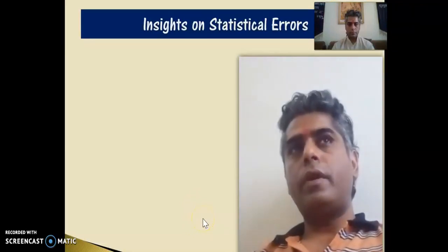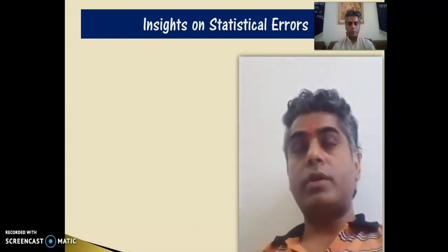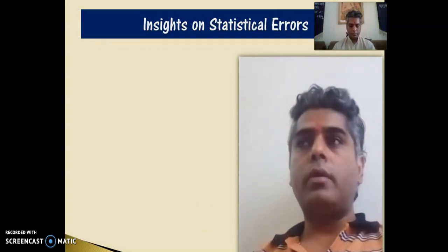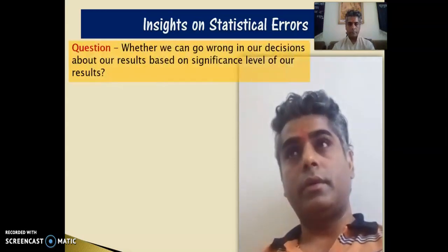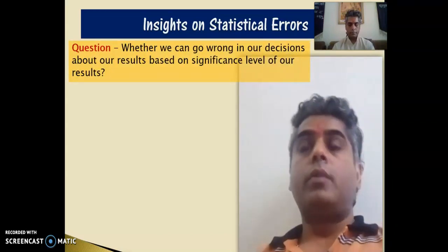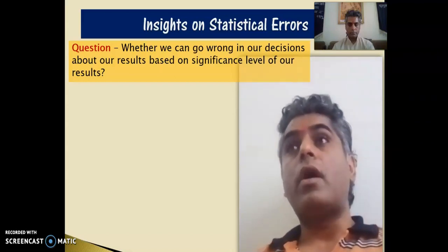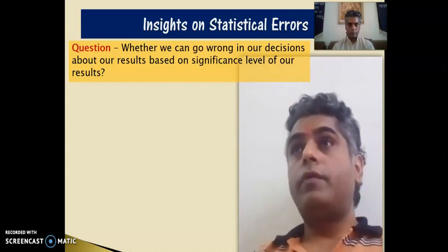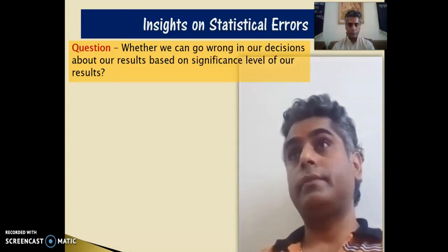Okay, so now we are at a point in our discussion wherein we are faced with a question. So what is the question? The question is whether we can go wrong in measuring the probability of error, the p-value or the significance of our results. More importantly, can we actually go wrong in arriving at wrong decisions with respect to our results? Really? If the question is this, the answer is, of course, yes, we can go wrong.